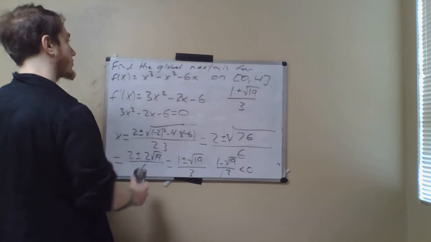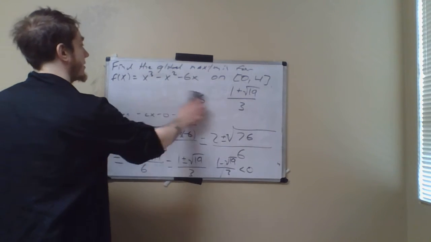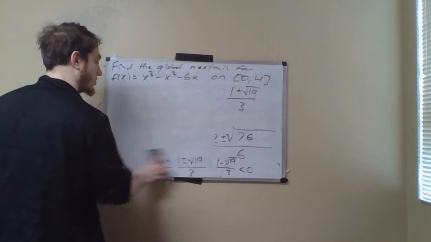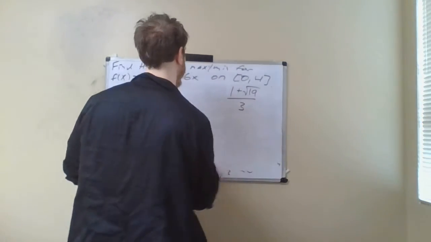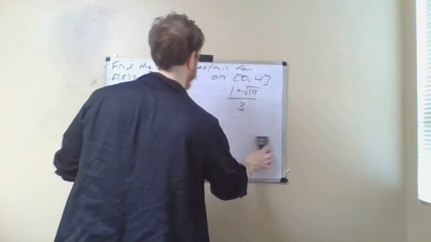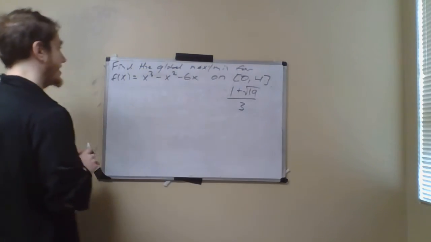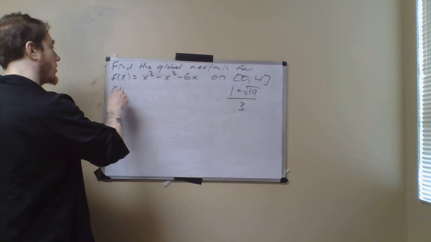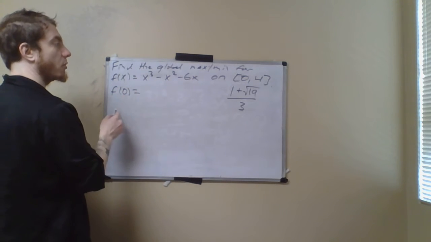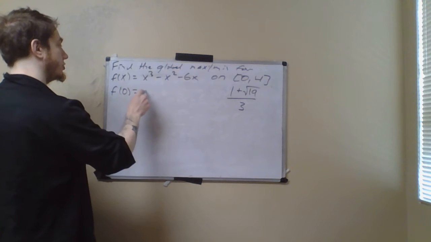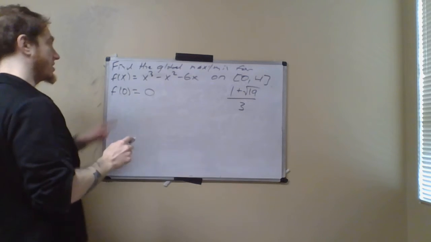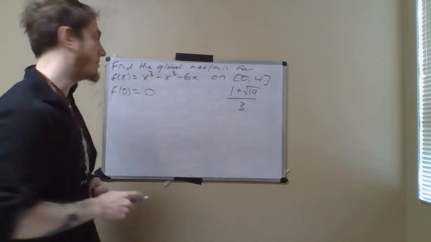Okay, so now we found the critical point. Well, everything else is just a matter of evaluating this thing, okay? So we're going to evaluate this thing at the endpoints, and we're going to evaluate this thing at the critical point, and we're going to see what we get. Now, if I take f of 0, that's the first endpoint, that is going to give me just 0, because everything here is multiplied by an x.